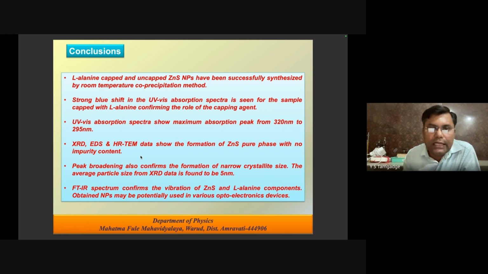XRD, EDS, HRTEM data show the formation of pure ZnS phase with no impurity content. Peak broadening can also be seen, and it confirms the formation of small crystallite size. The average particle size from the XRD is found to be 5 nanometer. The FTIR spectrum confirms the vibrations of ZnS and L-alanine components. Obtained nanoparticles may be potentially used in various optoelectronic devices.